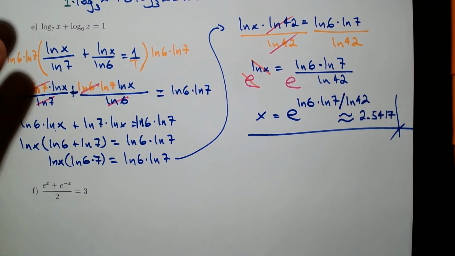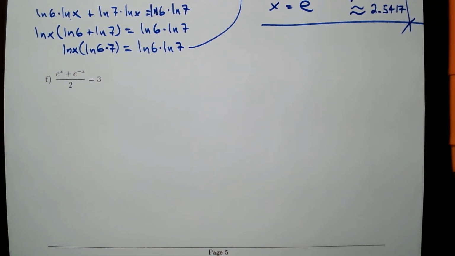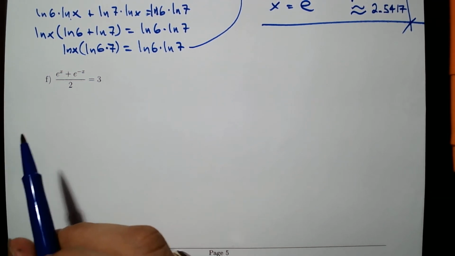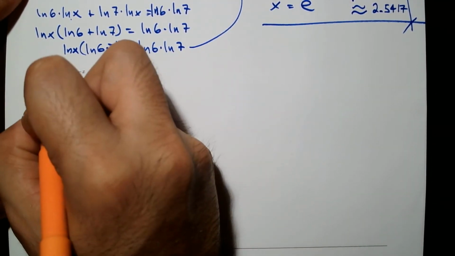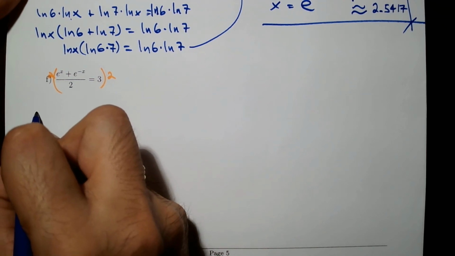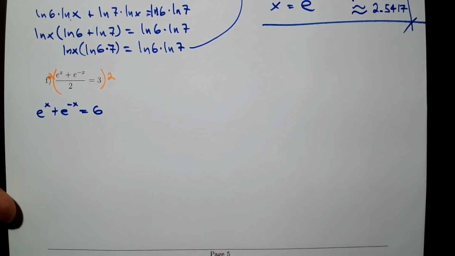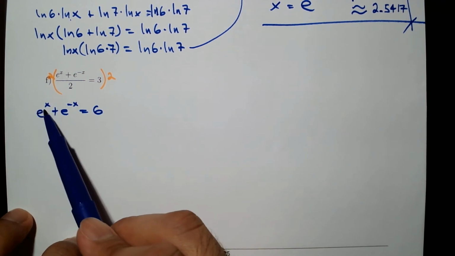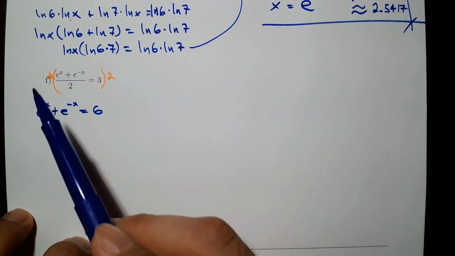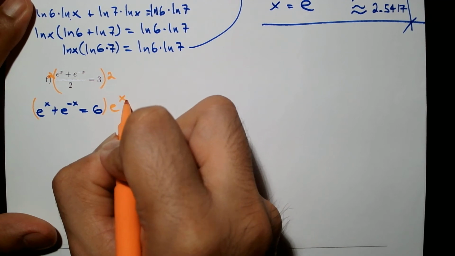Let's do another example. Another very typical example here is e to the x plus e to the negative x, divided by 2, equals 3. So what are we going to do here? First of all, I'm going to multiply both sides by 2 to get e to the x plus e to the negative x equals 6. All right? So that's our first move. And then what are we going to do here? Well, the trick here when you have an equation of this type is to multiply by e to the x.